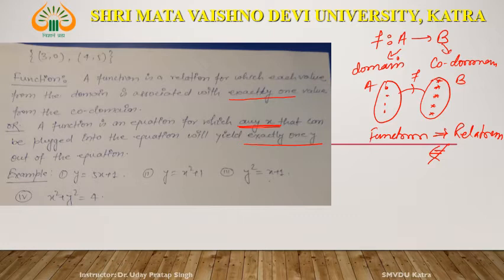First, y is equal to 5x plus 1. Whether it is a function? It is a function. Why? For any value of x, we get a unique value of y. For example, x equal to 0, y is equal to 1. X equal to 1, y is equal to 6. For every value of x, we get a unique value of y.